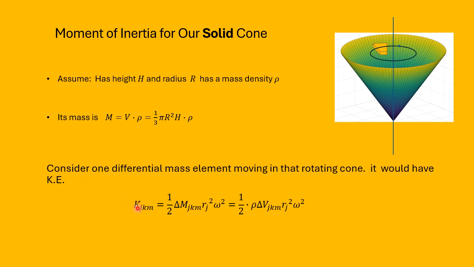The kinetic energy sub jkm is going to be 1/2 the mass of that wedge. We may see it up here in this diagram, this wedge. The mass of that wedge times r squared times omega squared. And the mass is just going to be rho times the volume of that little wedge. And so we get the kinetic energy is 1/2 rho times delta v sub jkm times the radius r sub j squared times omega squared.